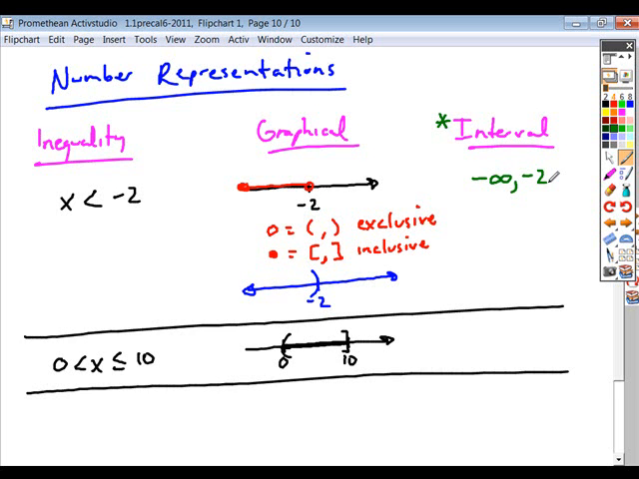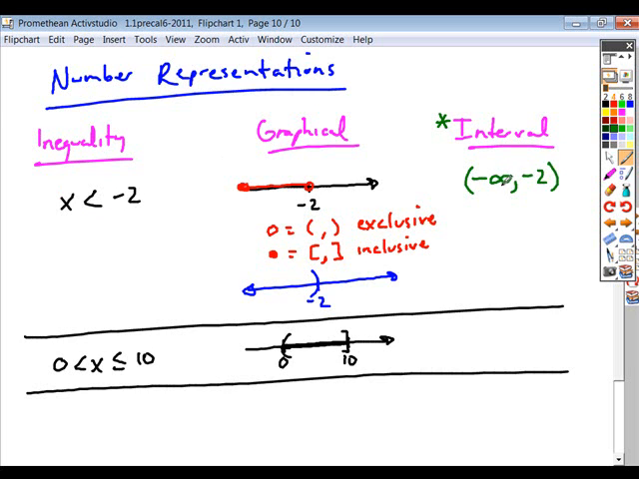And then you need to decide what grouping symbols apply. So at this lower limit of negative infinity, can we ever actually reach that and include infinity? No, negative and positive infinity don't exist, so you can't actually include them. So anytime an infinity symbol exists in an interval, it'll always have a parenthesis. What about negative 2? Bracket or parenthesis? It's excluded, so parenthesis. So this is the interval notation for x is less than negative 2.